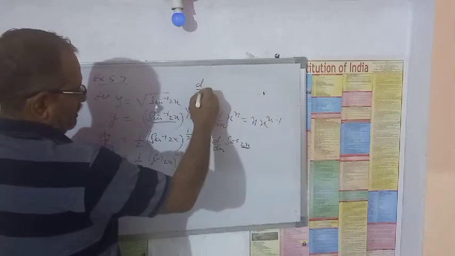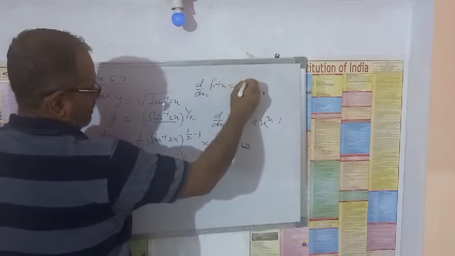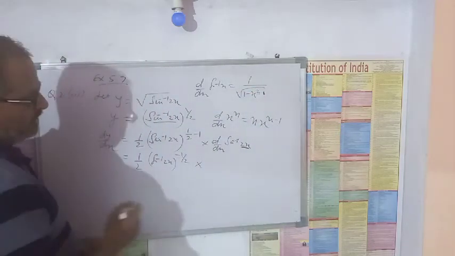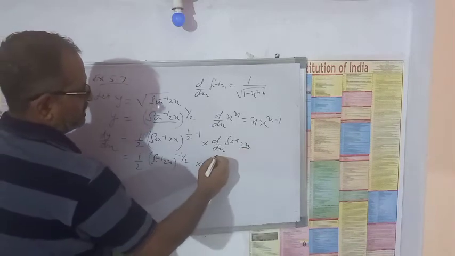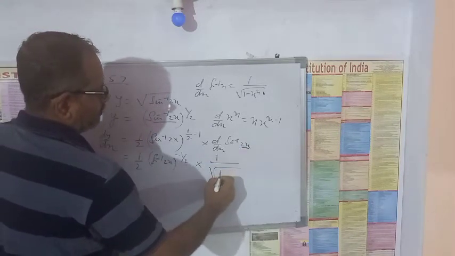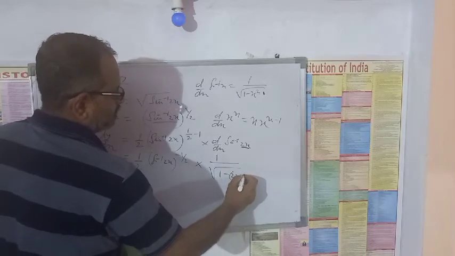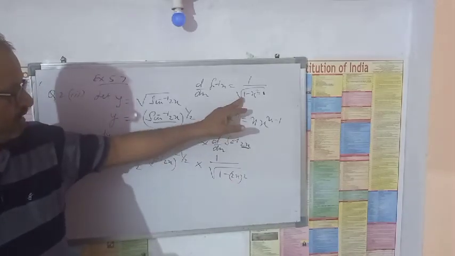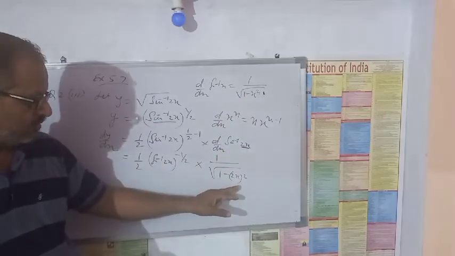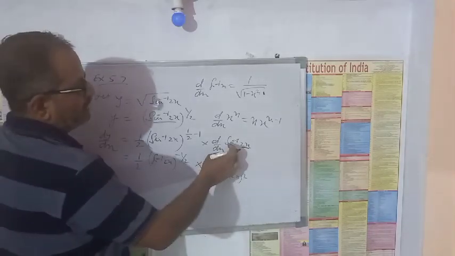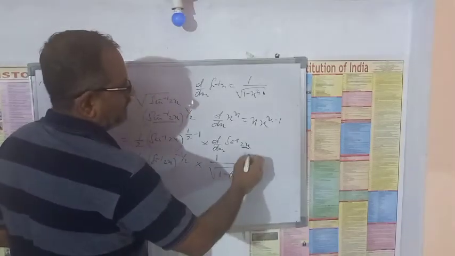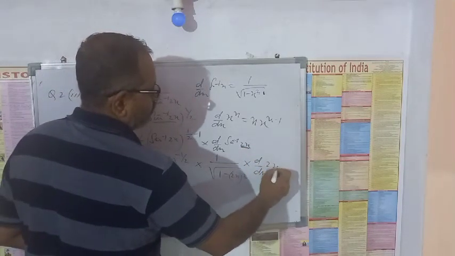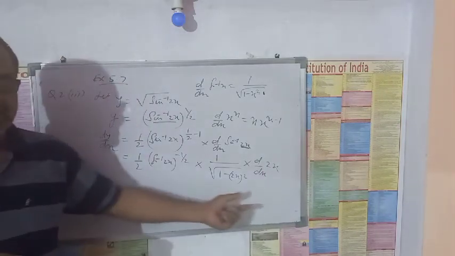We know that d by dx of sine inverse x is 1 upon under root 1 minus x square. But in place of x, 2x is there. So write here 1 upon under root 1 minus 2x square. What is in place of x? 2x. And in the formula 1 minus x square, so write 1 minus 2x square. So the derivative of sine inverse is completed. Now we have to differentiate 2x, so d by dx of 2x. So we have applied the chain rule.